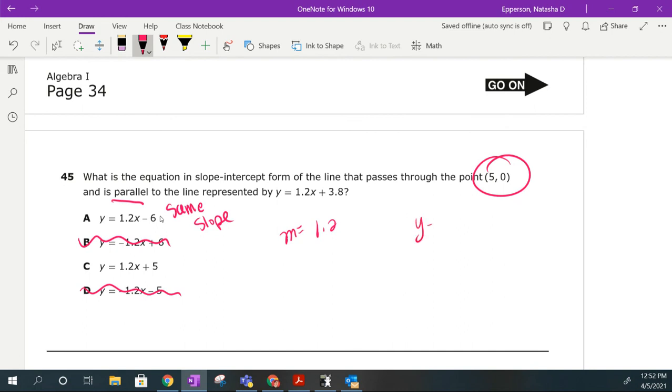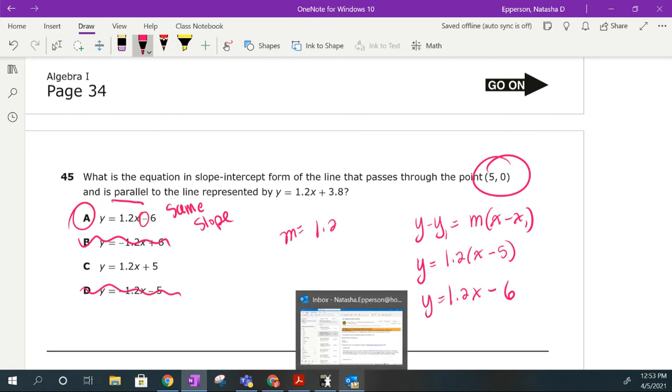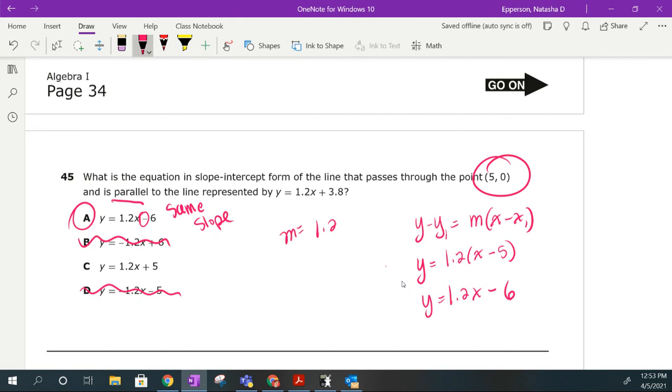I'm going to use point-slope form. So y minus y1 is equal to m times x minus x1. We're going to use (5, 0). So it's going to be y minus 0, so y is equal to 1.2 times x minus 5. I need to distribute that 1.2 so that it becomes y is equal to 1.2x minus 5 times 1.2, which gives me 6, which is our answer choice A. Now you could have eliminated it without even calculating, by understanding that your y-intercept would have been negative at that point, and then pick that answer choice there.